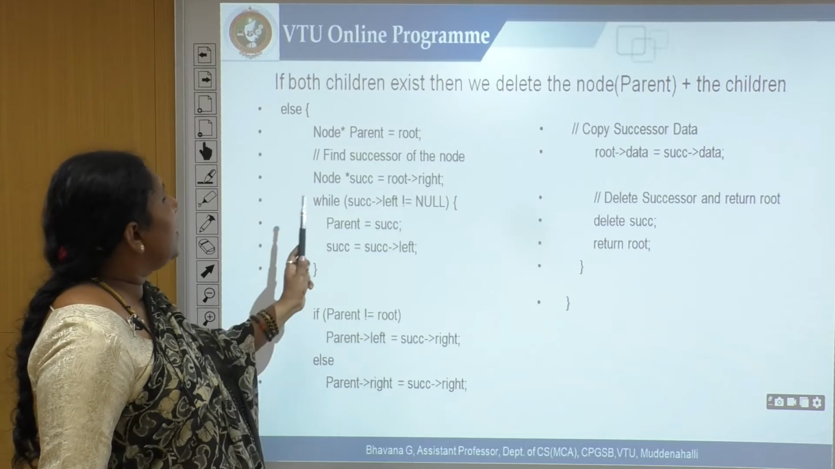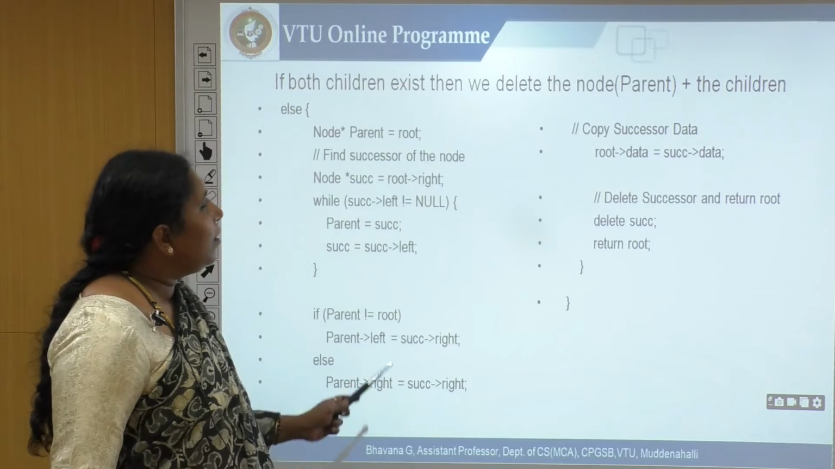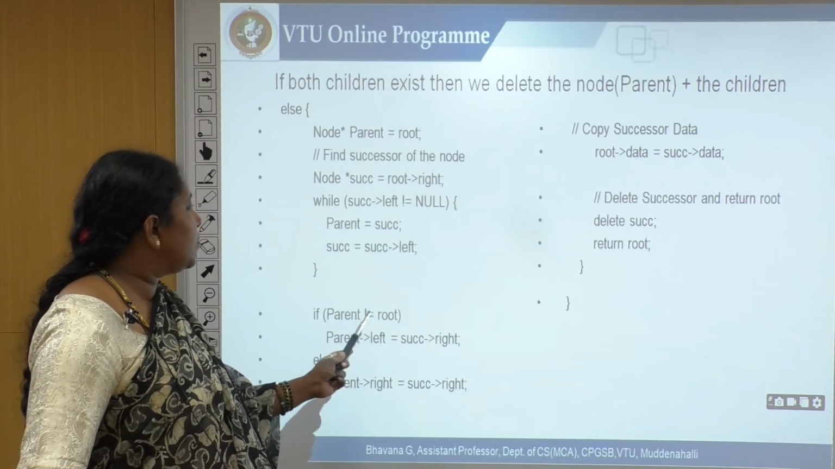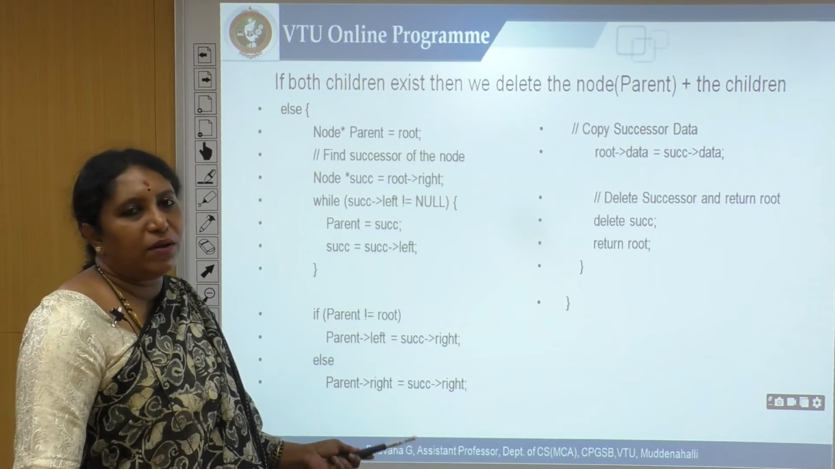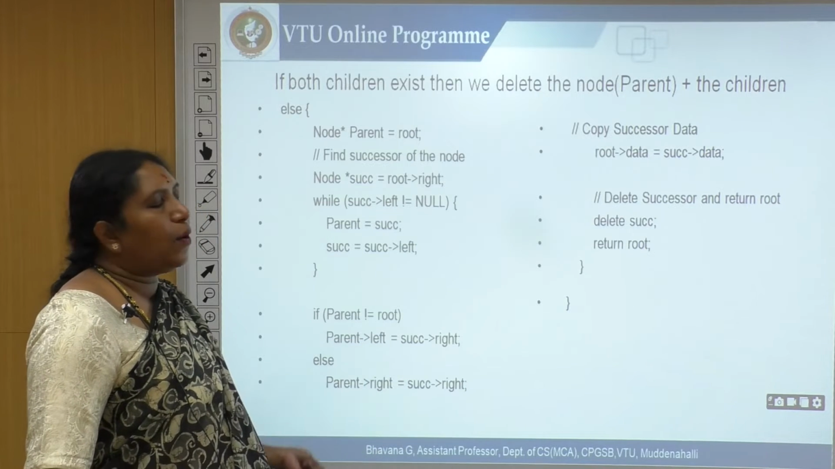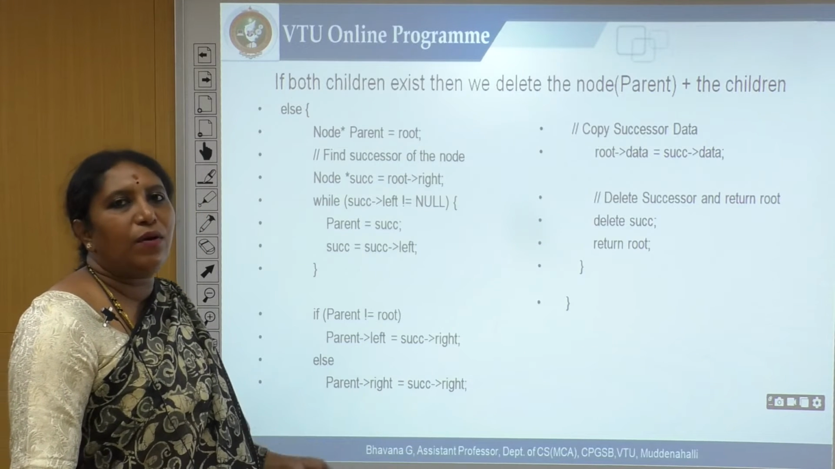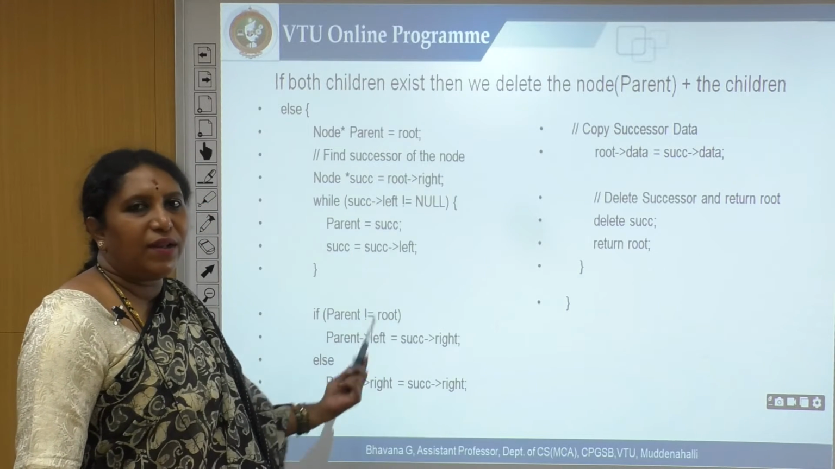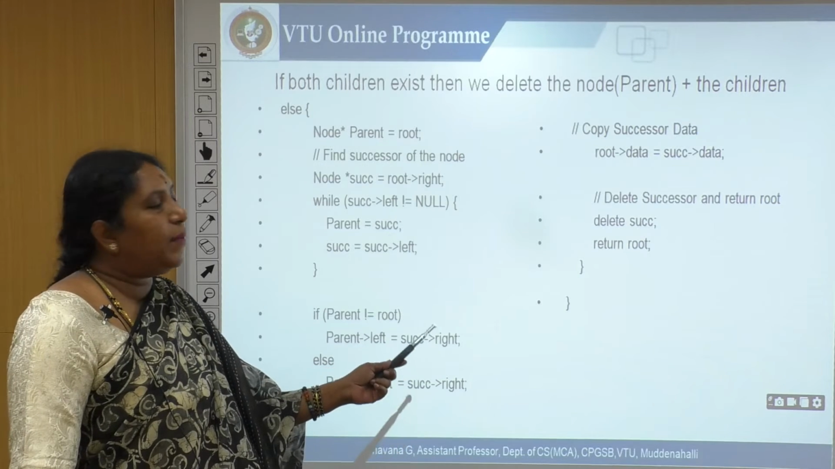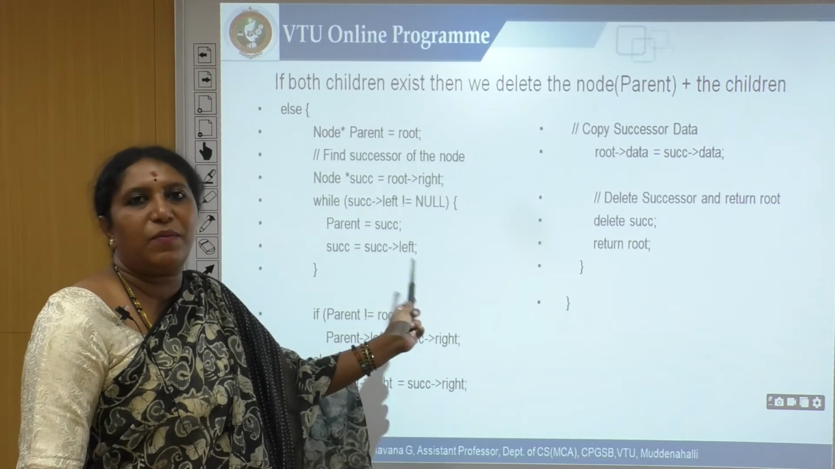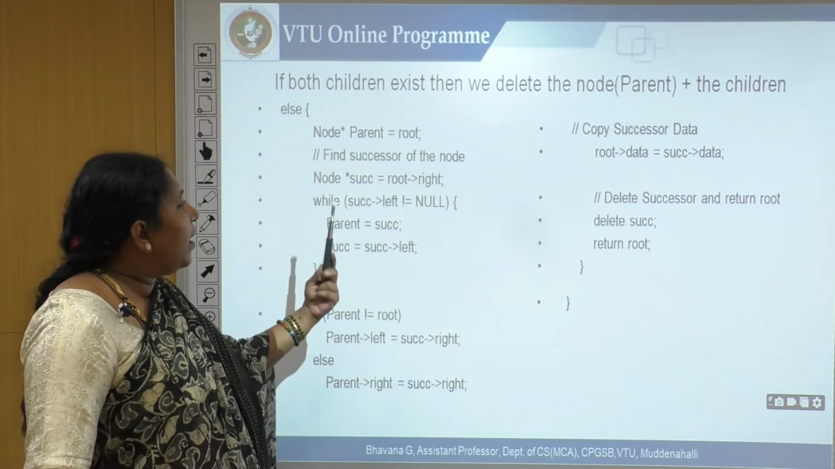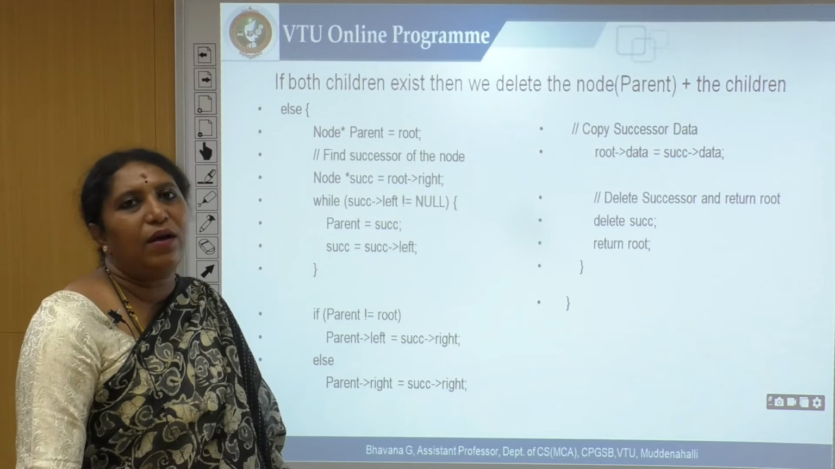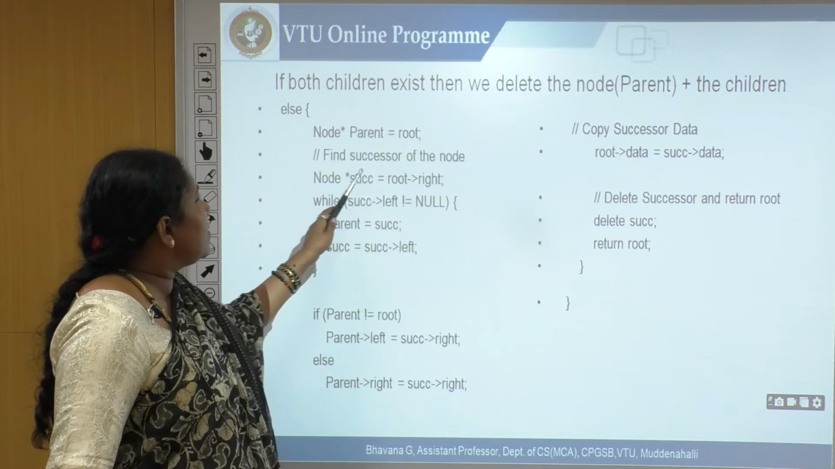If the node has two children, how do we delete it? First of all, you identify the in-order successor and compare it with the left or the right side: find the minimum value if it is on the right side, or the maximum value if it is on the left side. We replace the node with the in-order successor, then delete that particular node. So find the successor of the node.